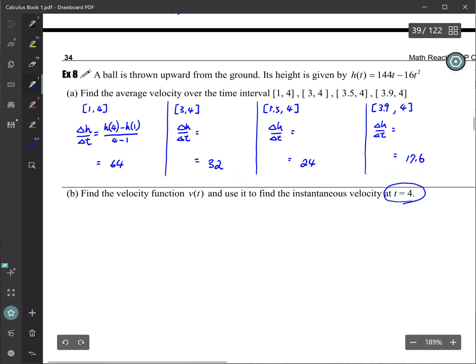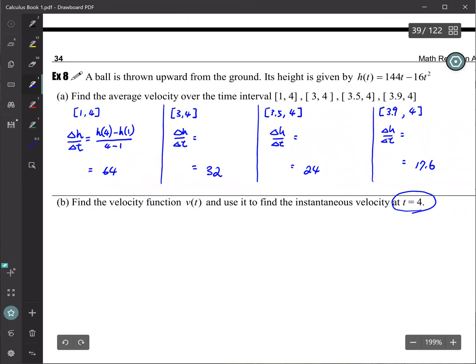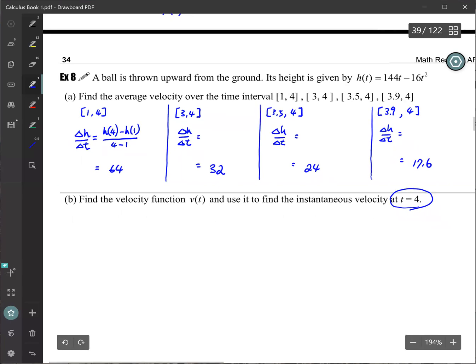Based on this, we can estimate, make a guess. It starts from 64, 32, 24, 17.6. Anyone want to take a guess? What's the instantaneous velocity at 4? Jeffy, what do you want to say? 17.5. Okay, maybe. We'll keep that on the side and see if that's the case.